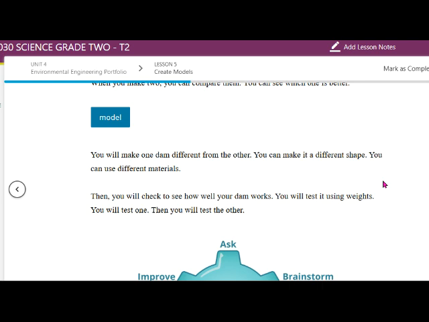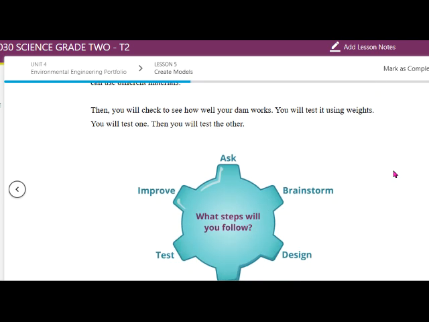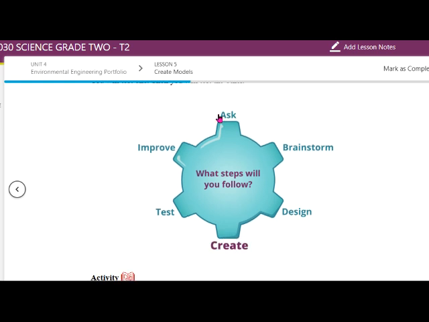You will make it a different shape, or you can use different materials. Then you will check to see how well your dam works. You will test it using weights. You will test one, then you will test the other. So look at this. Ask, done. Brainstorm, done. Design, done. Now we're on the create step.